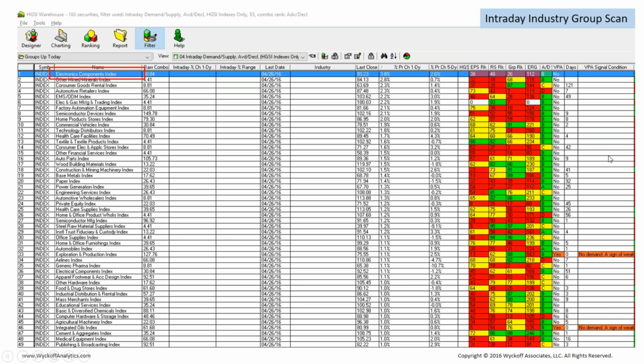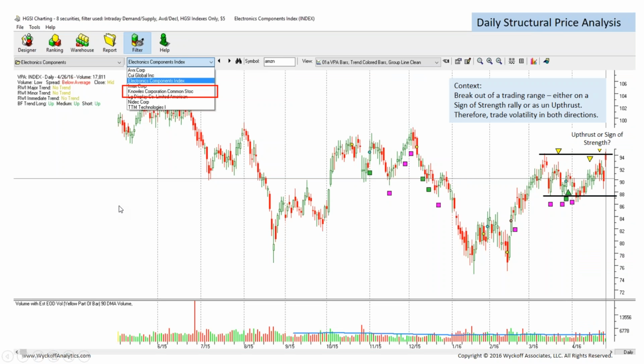One of the most common, and this is just the list that Ron has generated for me on the intraday basis today, and one of the industry groups that was showing a lot of rotation was electronics components. So I went to this industry group and I started looking at all of the stocks. I went through all of them, looked at the structure and so on and so forth. So what you want to do is you want to put the industry group into the perspective of the structure of where we are.